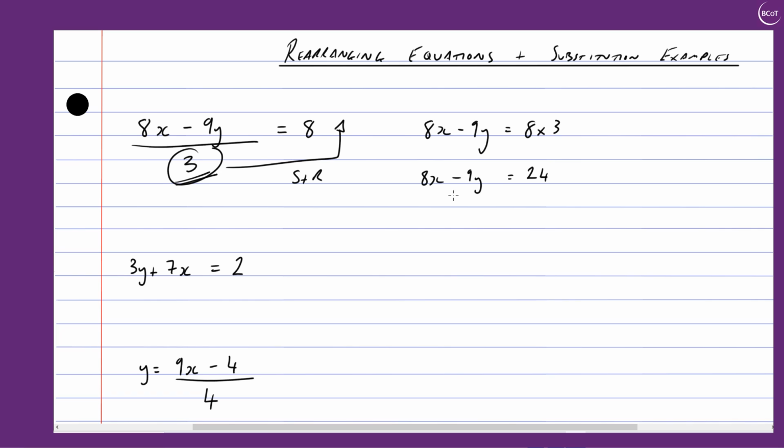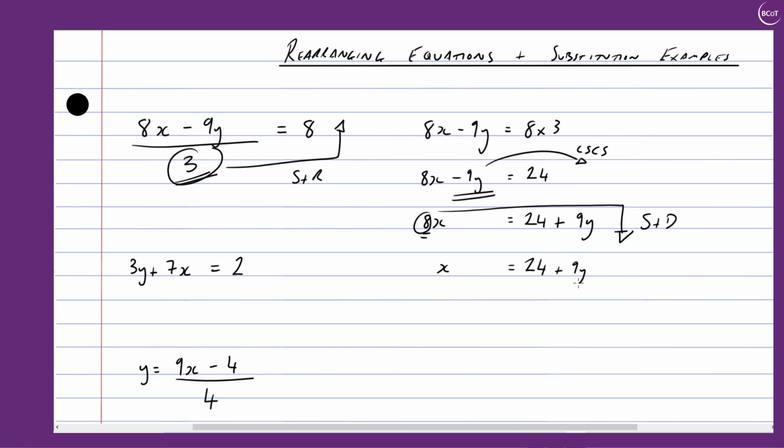And now we've got two terms on the left added or subtracted, so we can move the minus 9y to the other side. We change the side, change the sign, leaves us with 8x equals 24, and it becomes plus 9y. And now divide both sides by 8 with swapping and dropping the 8. And that gives us x equals 24 plus 9y all over 8.